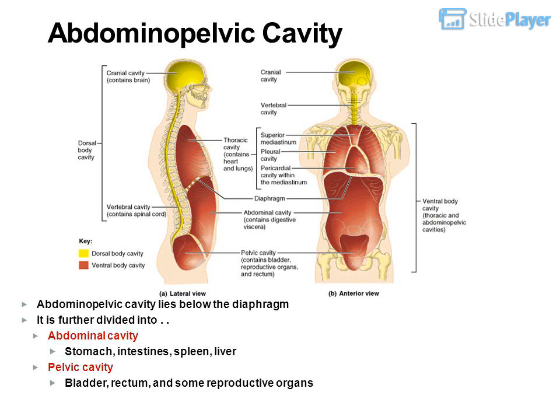The abdominopelvic cavity lies below the diaphragm. It is further divided into the abdominal cavity, containing the stomach, intestines, spleen, and liver, and the pelvic cavity, containing the bladder, rectum, and some reproductive organs.